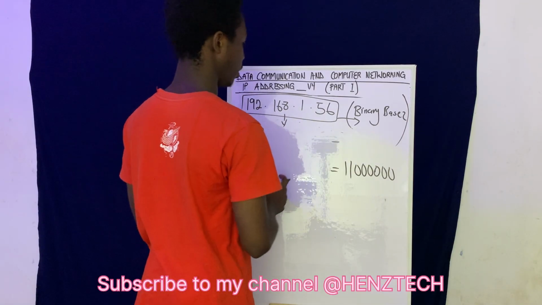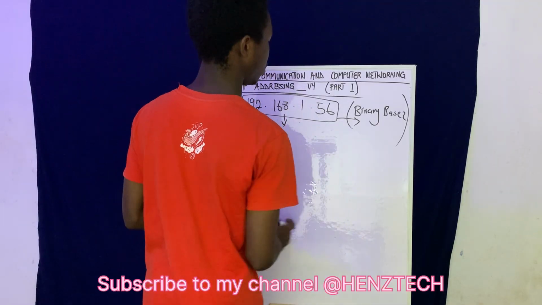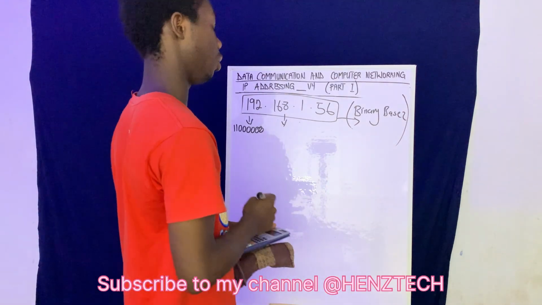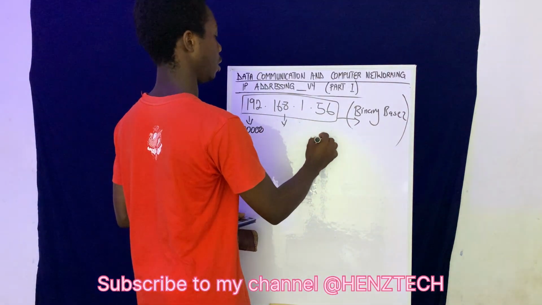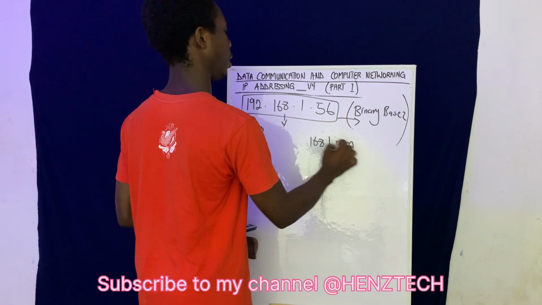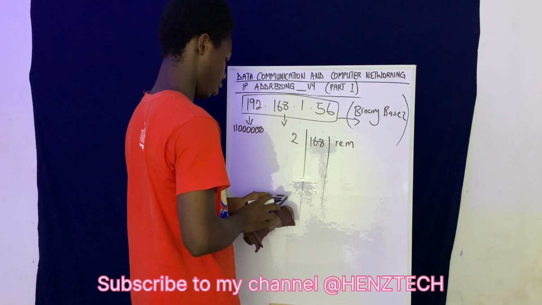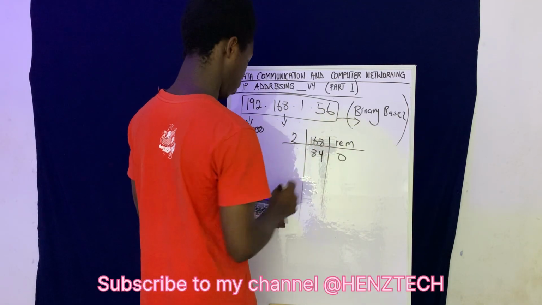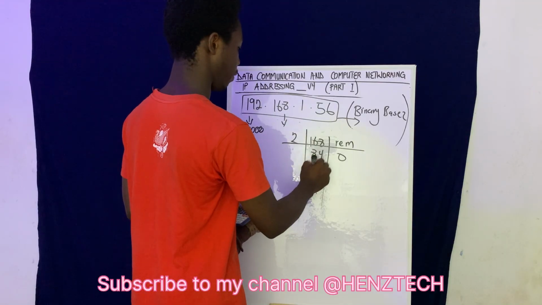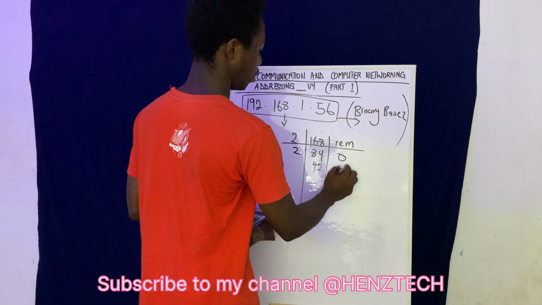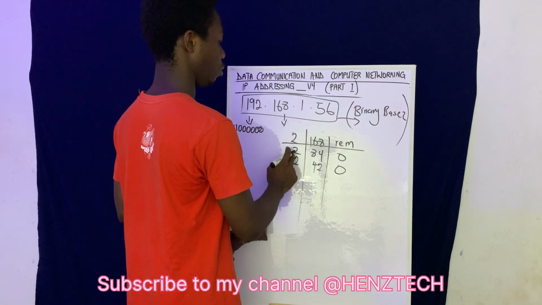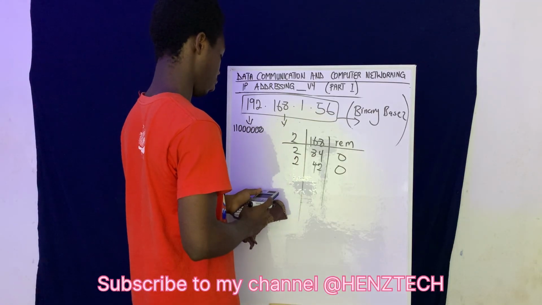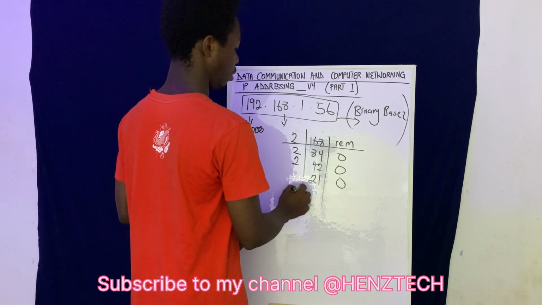Now let's move to 168. So the same approach, either on a calculator or manually like this. Let's show working here. We have our remainder and our divider here. So 168 divided by 2, we have 84, remainder 0. So 84 divided by 2, we have 42. So 42 divided by 2 will give you 21. So 21, remainder is 0.